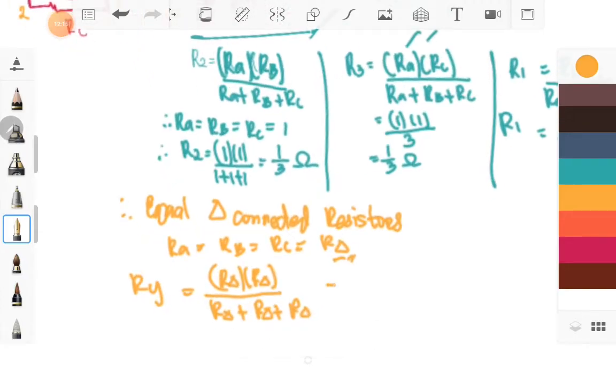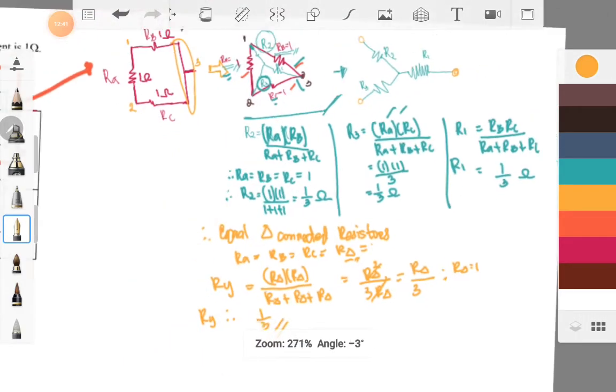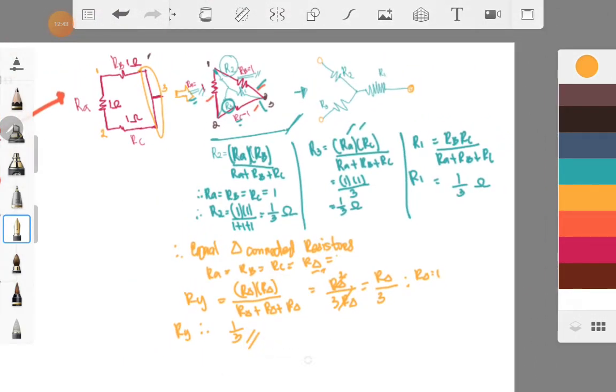So if our R delta, R delta, and R delta are equal, therefore I may say that is equal to R delta squared all over 3R delta, which is equal to R delta all over 3. So if your R delta is equal to 1, therefore we have RY is equal to 1/3. Okay, so that is the case in our first example.